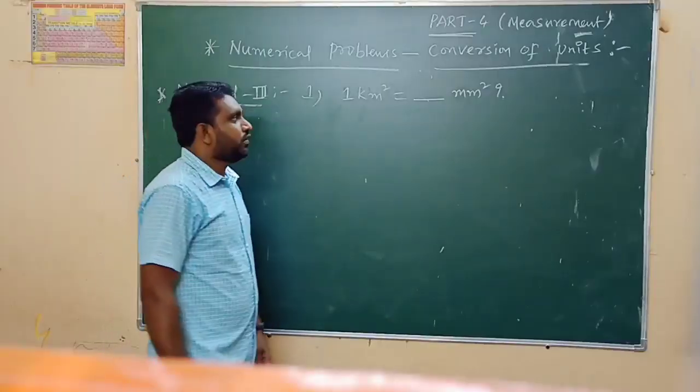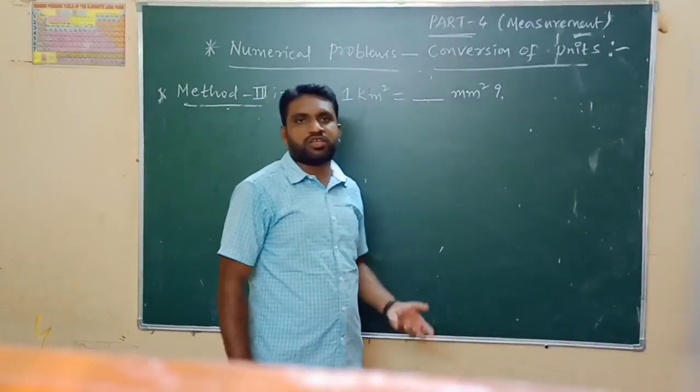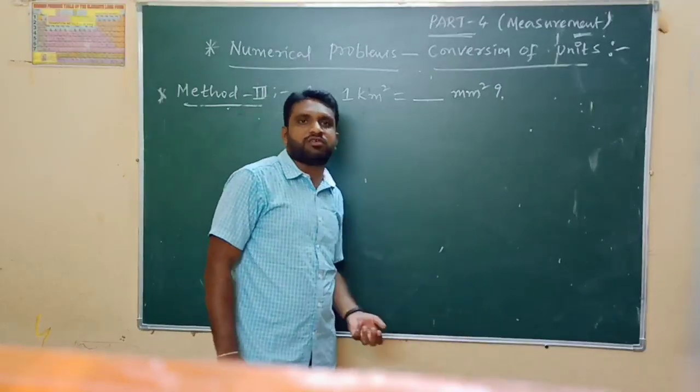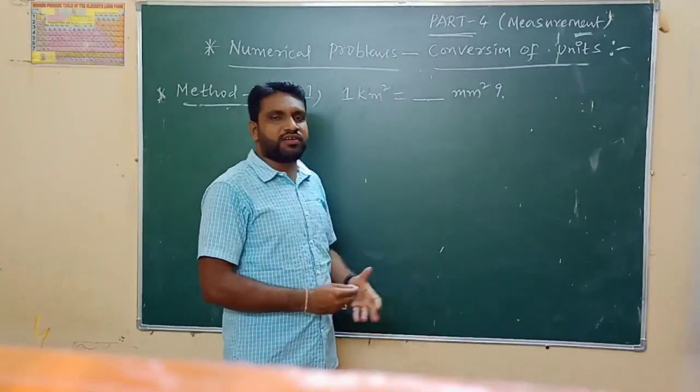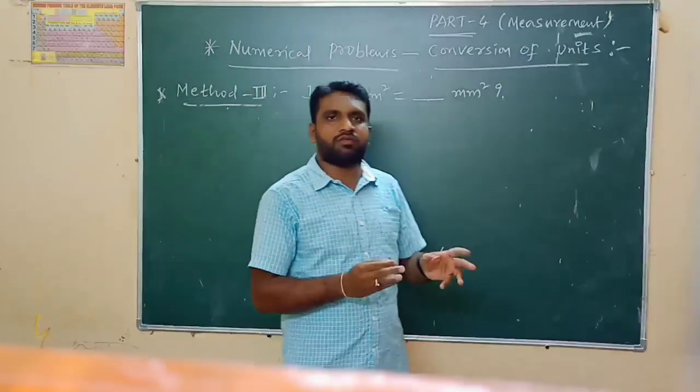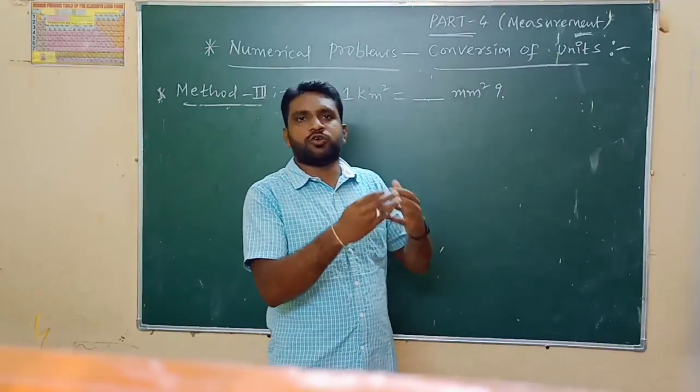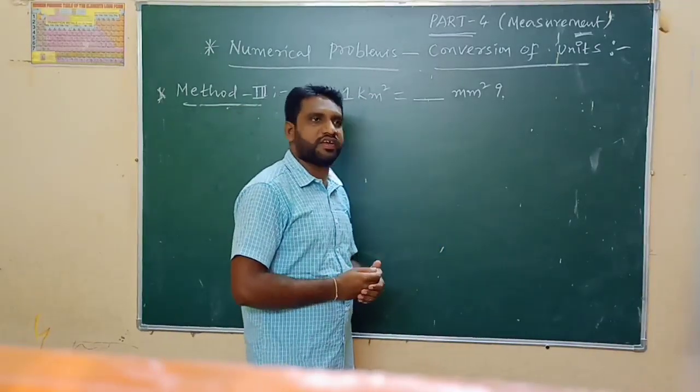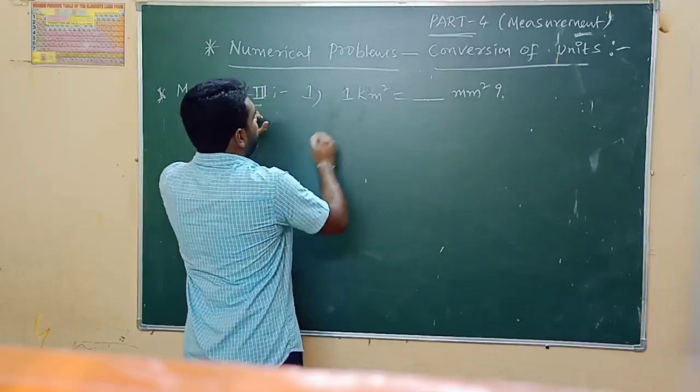Now, okay friends, let's discuss the third and final method regarding conversions. In this method there is some difference: we are going to convert in the form of squares and cubes. So this is the first example for the third method.